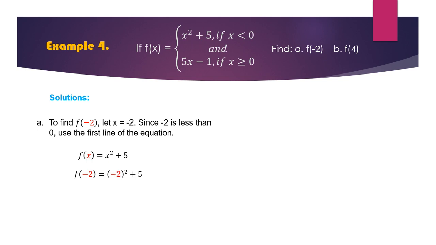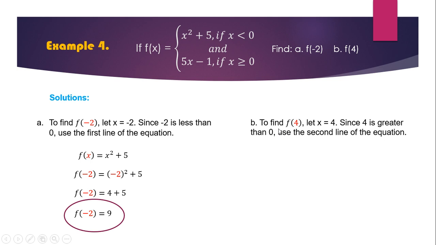It becomes f of negative 2 equals negative 2 squared plus 5. So negative 2 squared is 4, then plus 5. So f of negative 2 is equal to 9. That is the answer for letter A. So let's proceed to letter B. To find f of 4, we're going to let x equal 4.